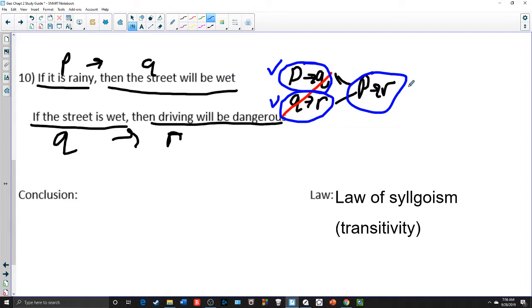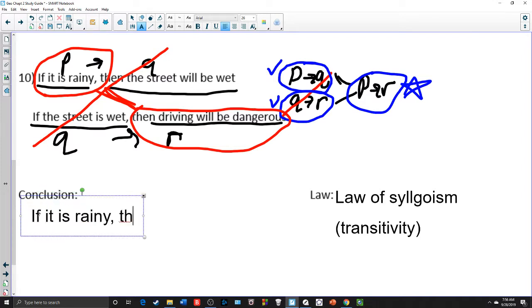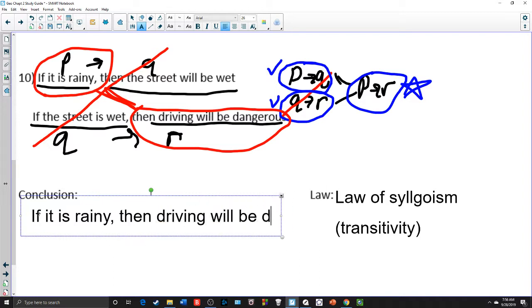We want to figure out what we can say about that. Well, let's check here. If it's rainy is P, street will be wet is Q, driving will be dangerous is R. So once again, just like I did here, I can go ahead and cross out the middleman, because I have street being wet twice. So I can cross that out and simply go P to R. So I can link up these two here. So I can say, if it is rainy, then driving will be dangerous.